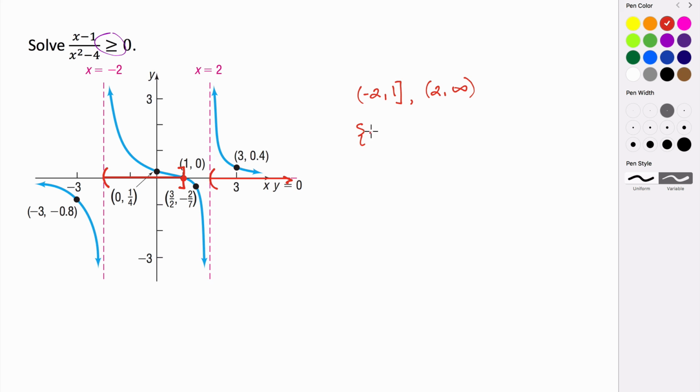In set notation, it would be the set of all x such that -2 is less than x, but is less than or equal to 1. So again, we use less than because it's the parentheses here from this vertical asymptote, and it's less than or equal to because of the brackets, and it hits the x-axis there at 1. So it's this, or x is greater than 2. And that's our solution to this rational inequality.